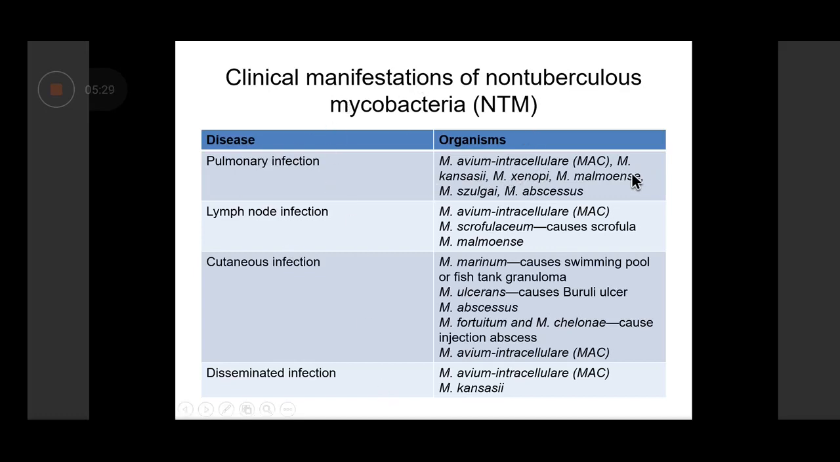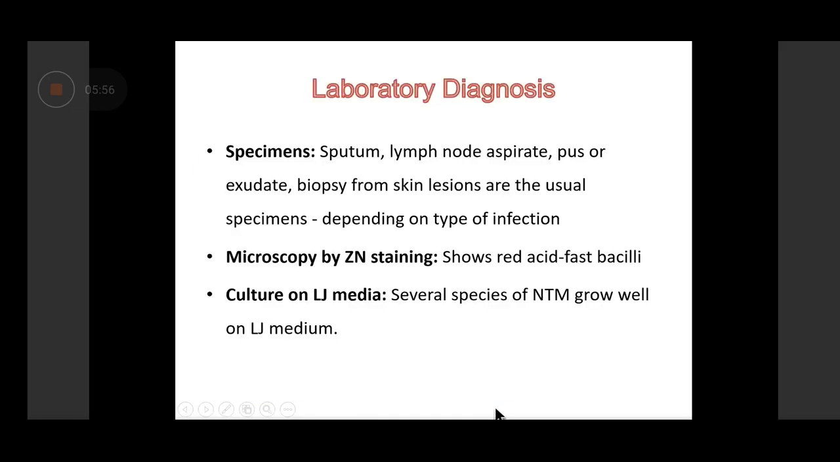Pulmonary infection: MAC is most common. Then lymph node infection may also involve MAC. This is how you can remember them. The cutaneous manifestations are caused by M. marinum and M. ulcerans, which causes Buruli ulcers. M. marinum causes swimming pool lesions. Then your disseminated infections are caused by MAC and Kansasii.